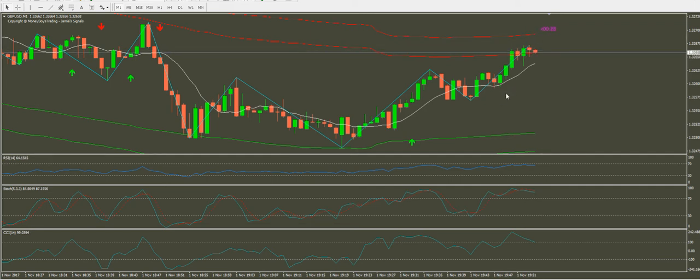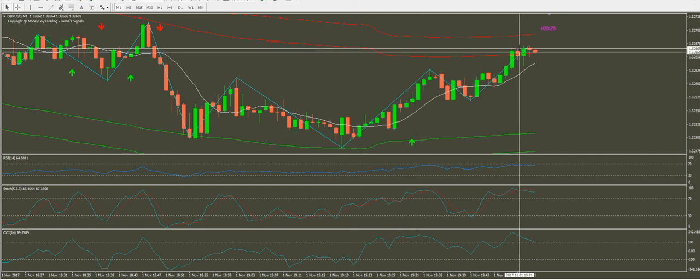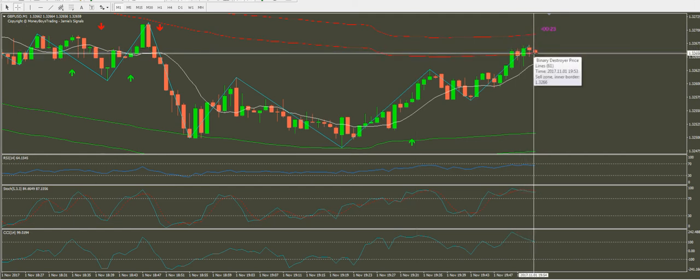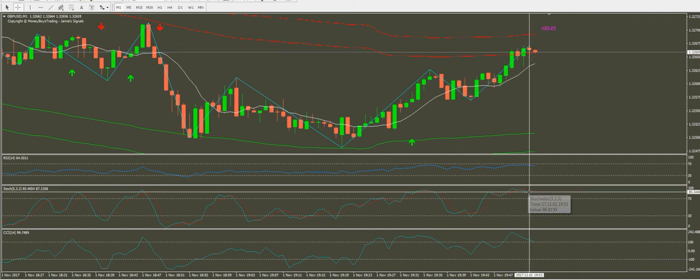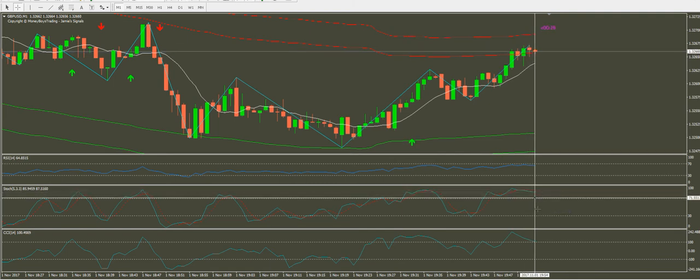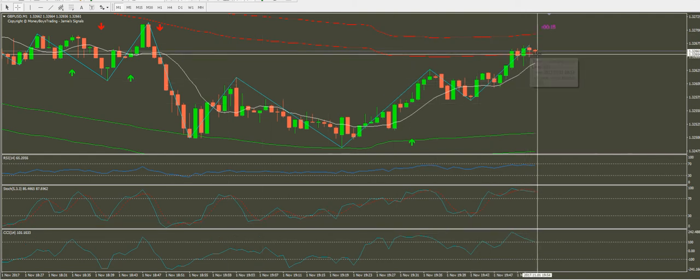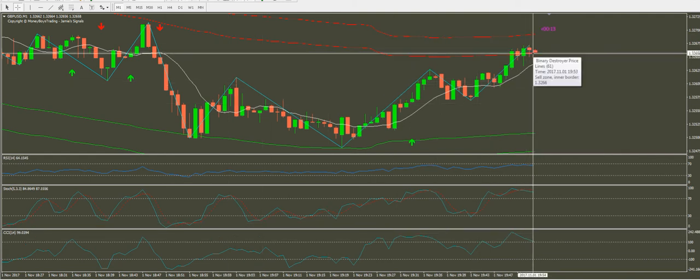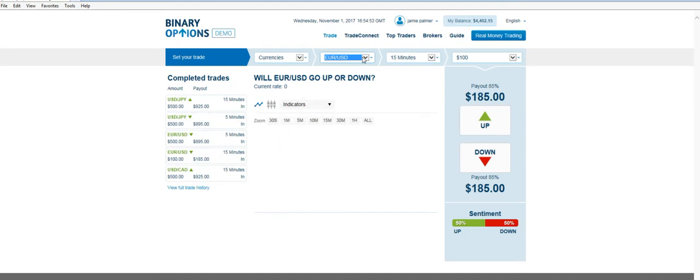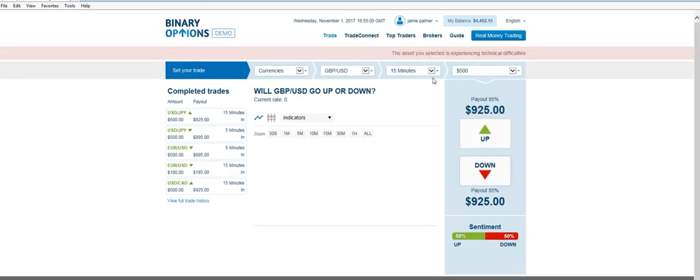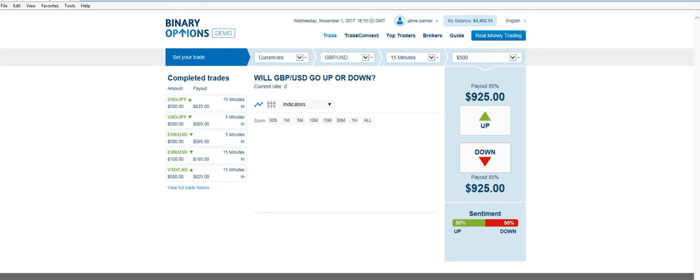Okay, so this is a perfect entry right here. Again, can you see our two red candles just forming? Stochastics is just about to cross the 70 and the CCI is about to cross the 100 as well. So if that closes red, which it looks like it is, what's that, GBPUSD? So a 15-minute trade and we're in. You see, for some reason this doesn't let me trade at the minute.